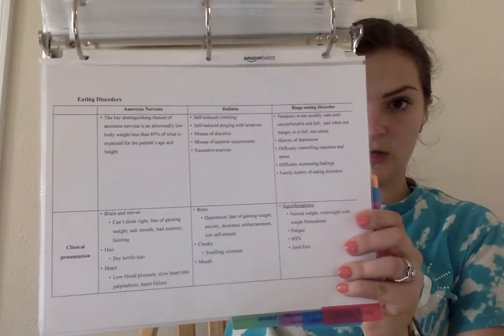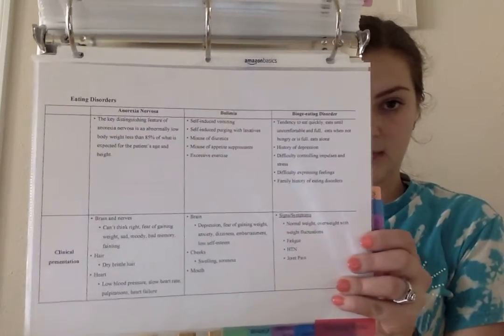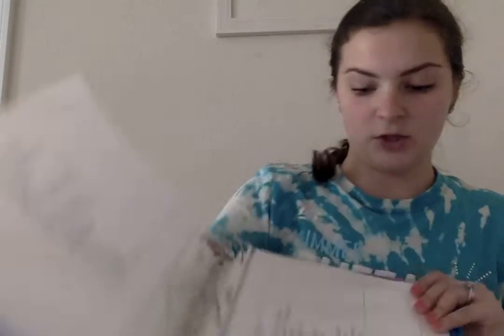And then the next section is on eating disorders. So I made this table of the 3 types of eating disorders. It includes the clinical presentation, medical complications from eating disorders, and the treatment and the treatment goals for each.